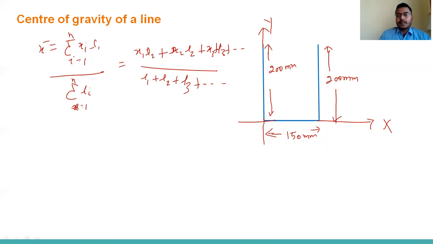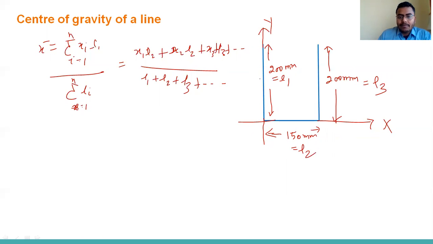Okay. So this line is combined of three straight lines, so we can use the formula. I'm taking this length as L1, this as L2, and this as L3. Similarly, we will take x1, x2, x3.